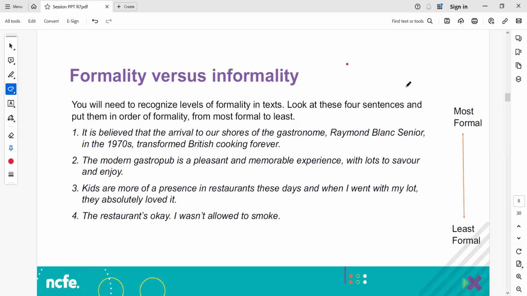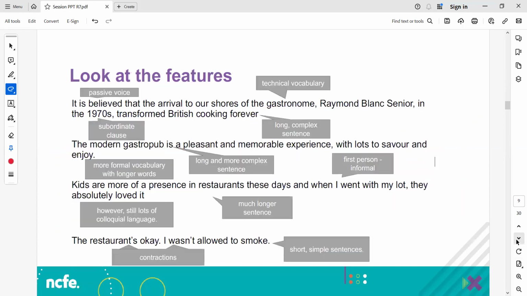So, formality versus informality. This is just showing us what we've just done. So we got that right. Well done to those who contributed. Let's look at the features. We've picked out some of them already.